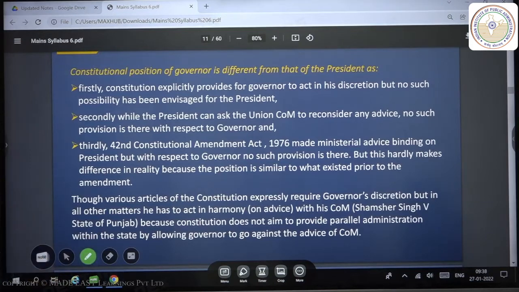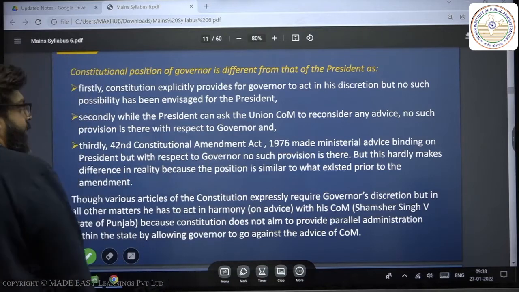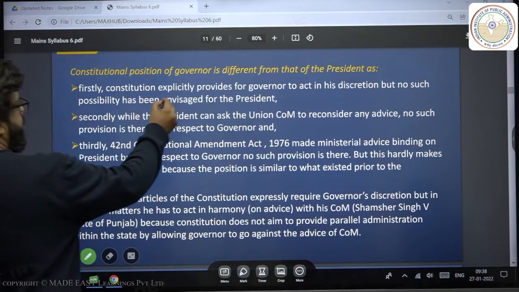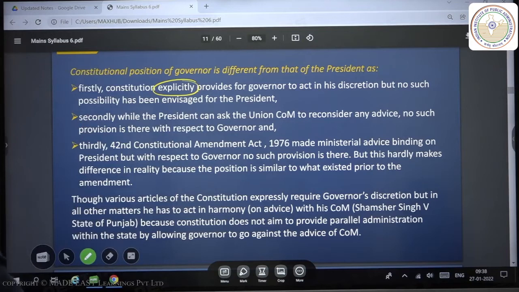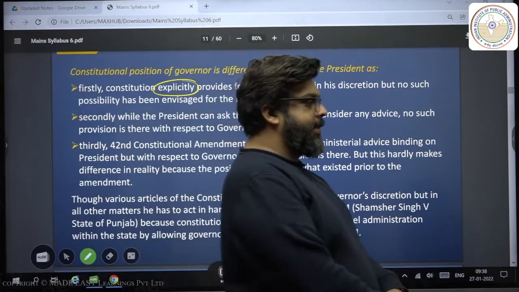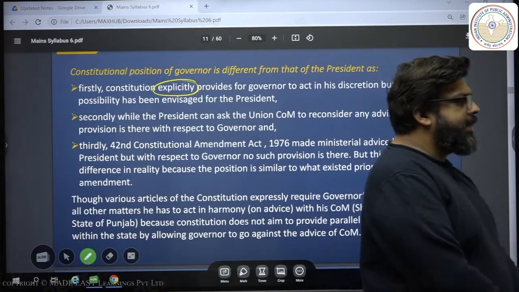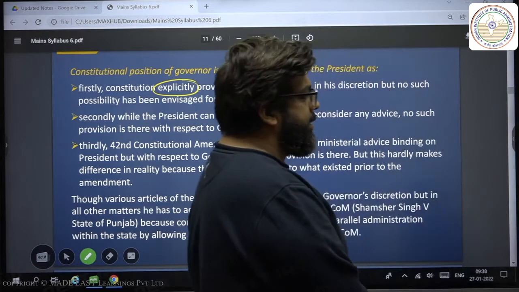Now, how is the governor particularly different constitutionally from the president? First, the Constitution explicitly provides for the governor to act in their discretion, but it has no such thing mentioned for the president, and we've discussed this. The president has zero dedicated constitutional discretion.